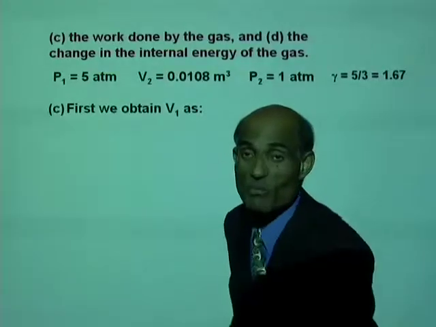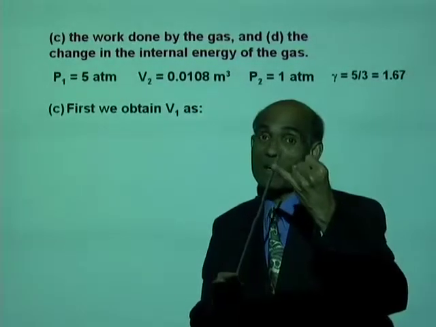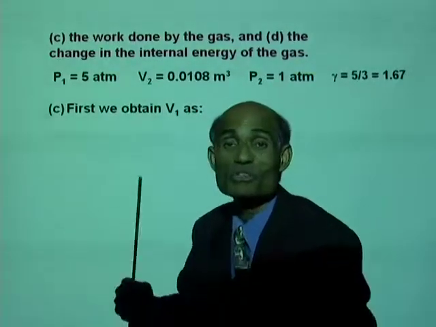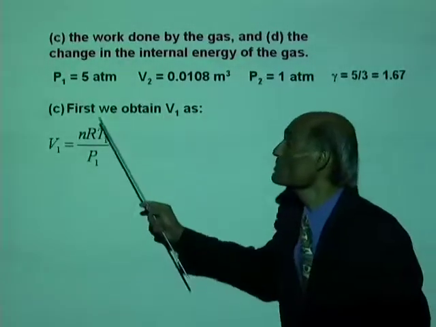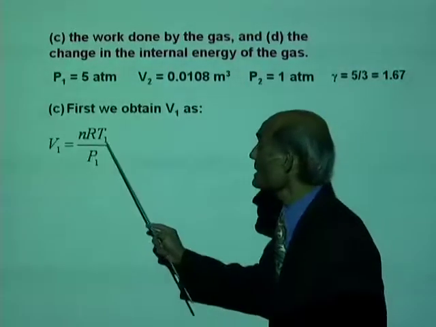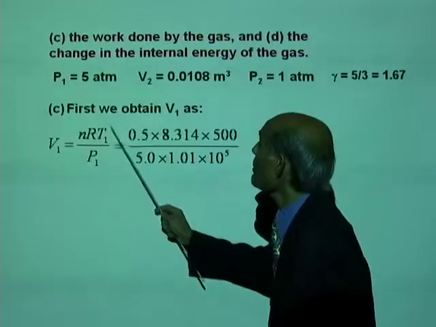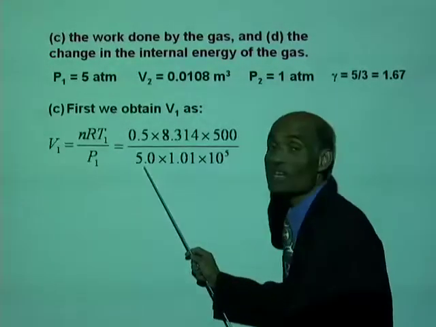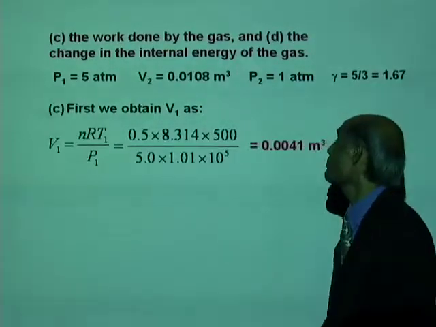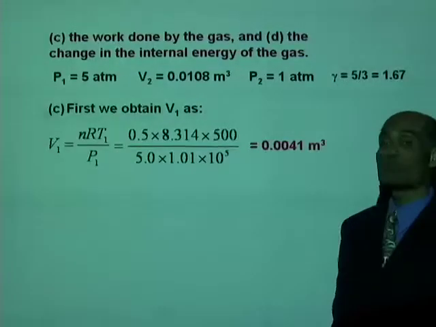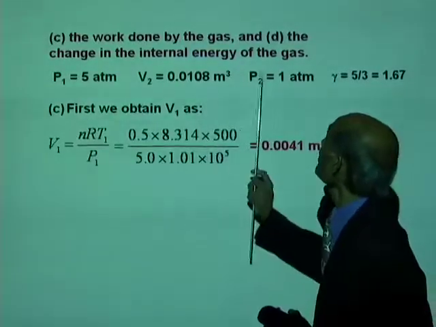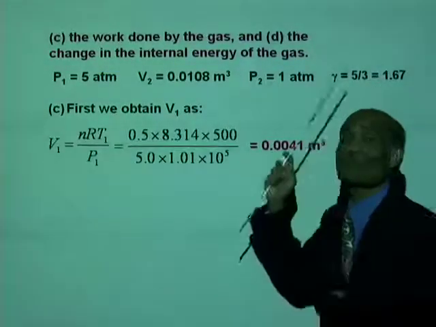Now, how will we obtain V1? Well, we have P1 and T1. If you have P1 and T1, we can find V1 using the equation of state. V1 equal to nRT1 divided by P1. Is that right? And all these values we know. T1 you know is 500 Kelvin. P1 is 5 atmosphere. Write that in Pascal. That gives me V1 is 0.0041 meter cube.